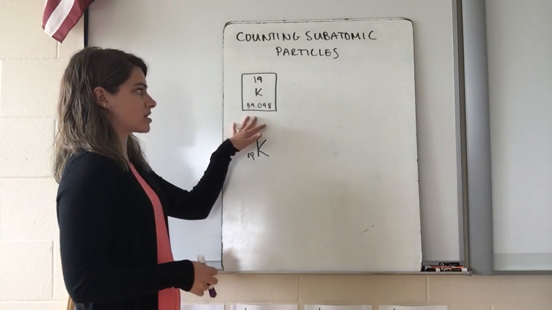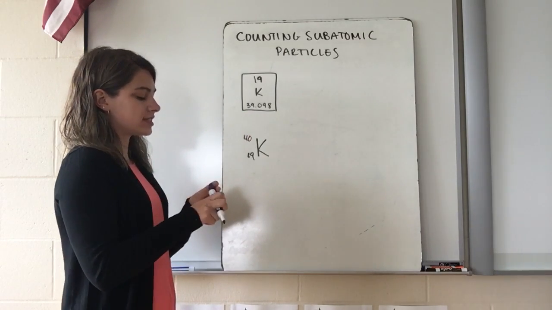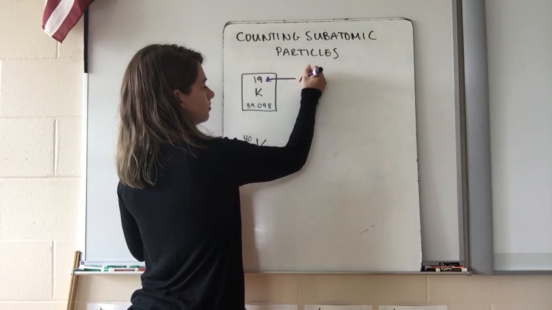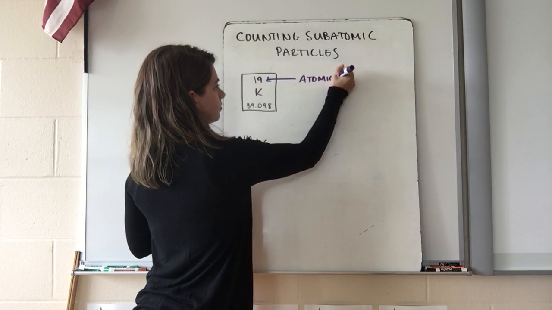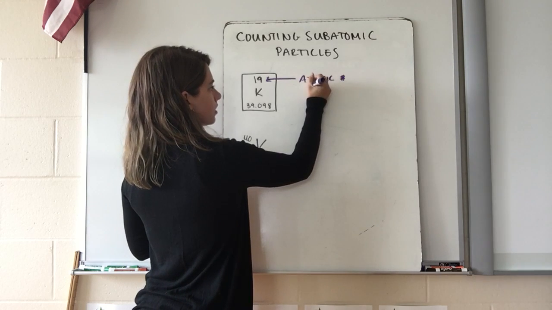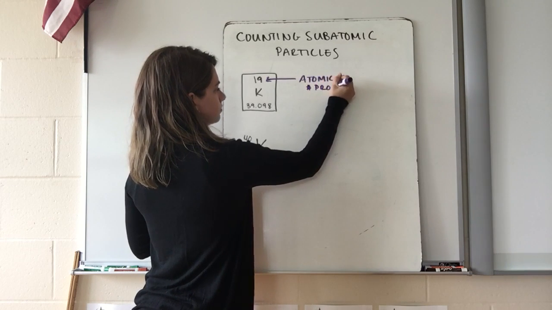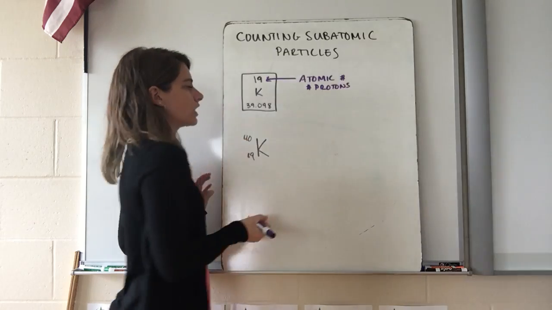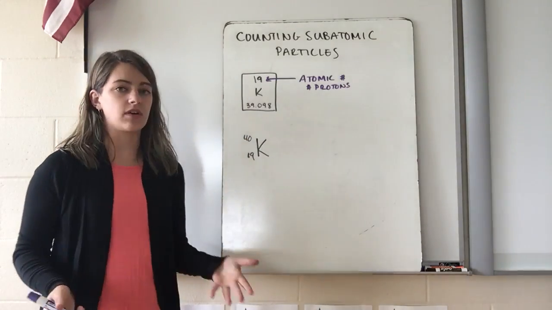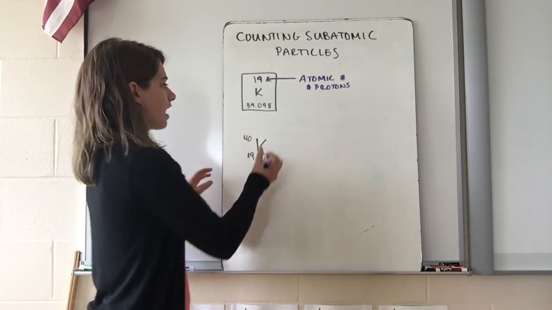So here's an example periodic table square. The top number is our atomic number. And that number tells us our number of protons. So that number we can get right off the periodic table. And then in the middle of our box, we have our symbol. And then at the bottom, we have our average atomic mass.